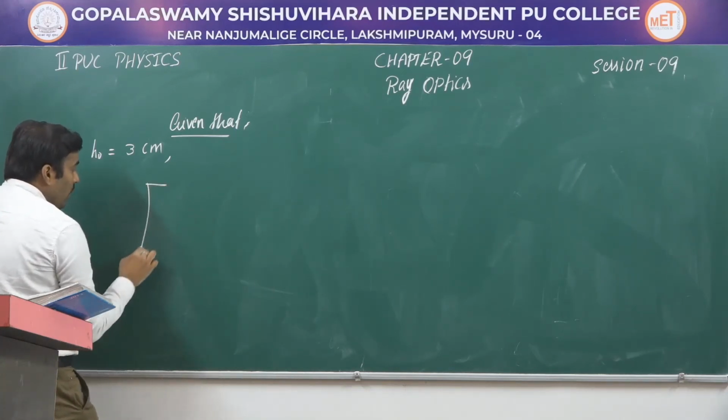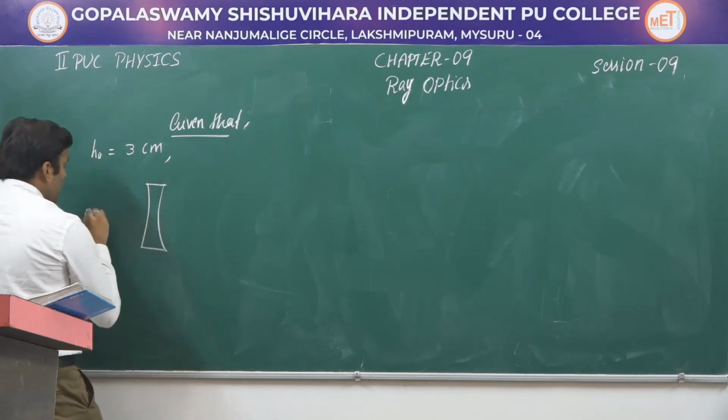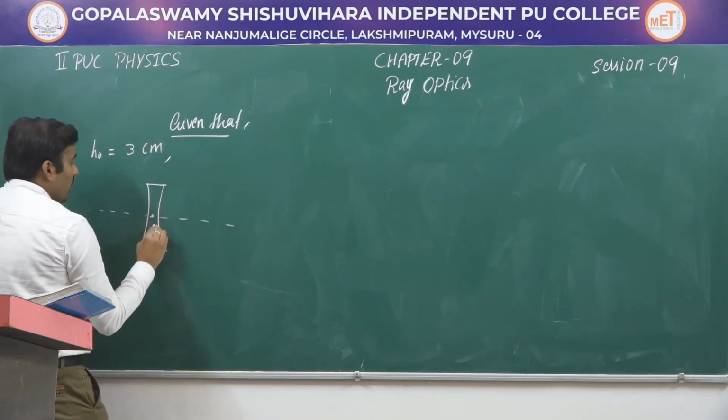See, this is a concave lens. This is the principal axis and this is the optical center.